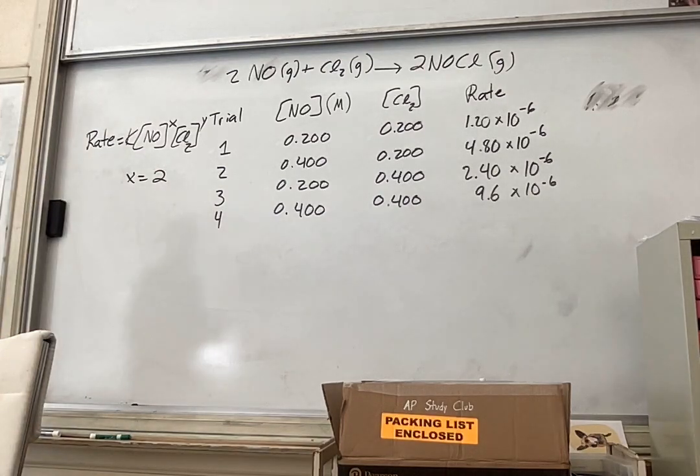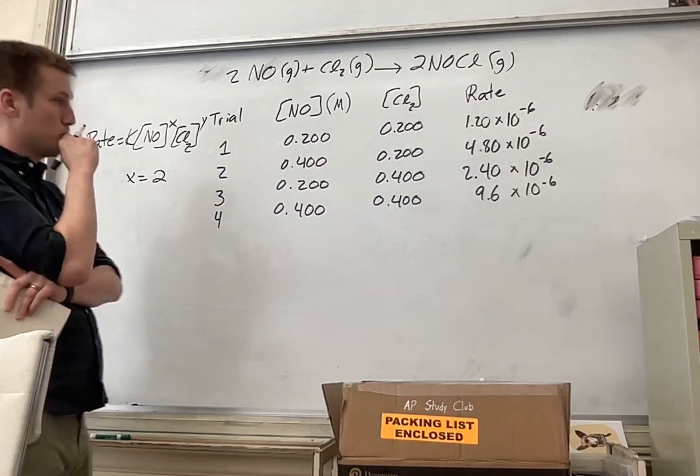Why for trial 4 do we not know the rate precisely?